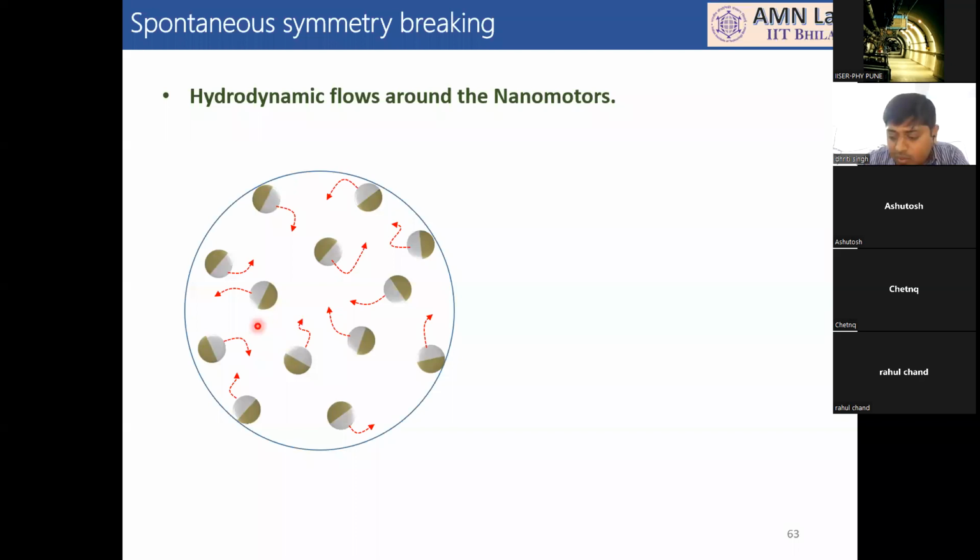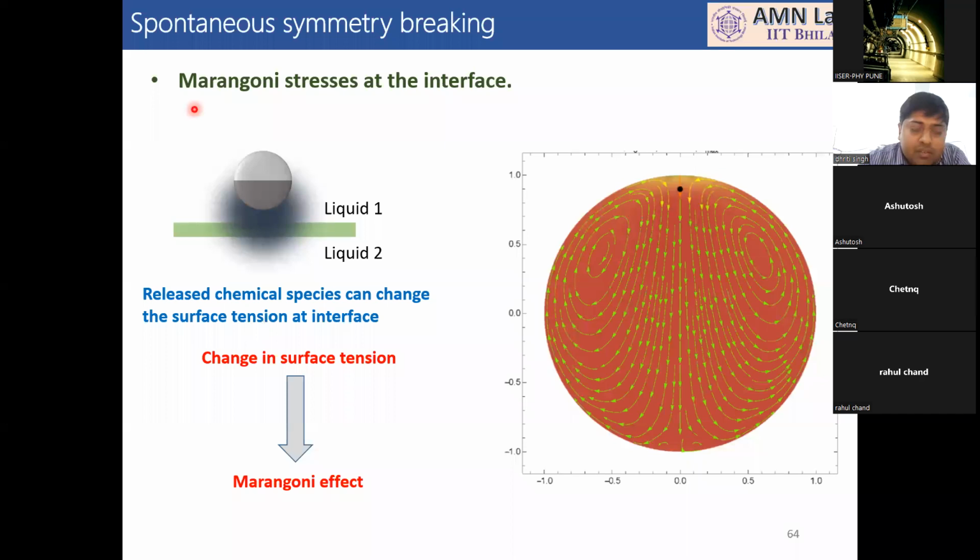Second is, because we have the liquid interface in our chamber, one side is liquid two, another side is liquid one, let's say, and each motor is releasing some chemicals. And when they are close to the interface, then these chemicals, let's say more oxygen is produced, or peroxide is consumed on one side. So this chemical gradient will create a surface tension. And this surface tension will induce the Marangoni flows.